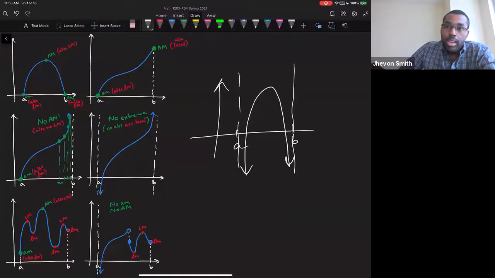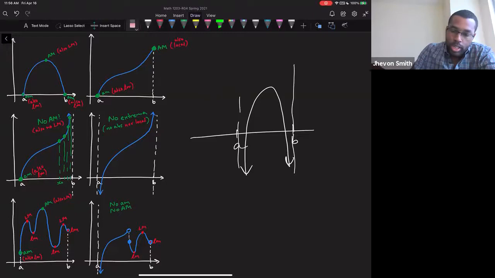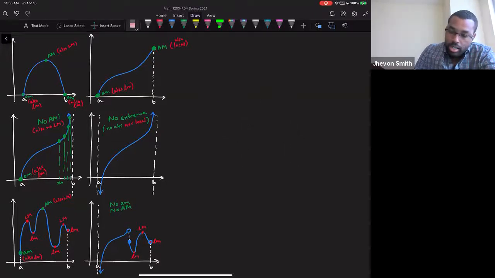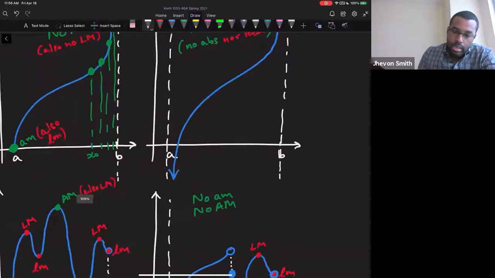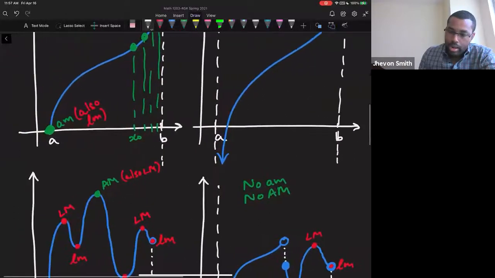But this theorem says you're guaranteed to have both of them in a specific situation. If you're continuous on the entire interval [a, b], you will have both. Every situation where we don't have both is because they weren't continuous. There was an asymptote or a hole or a gap or a jump or something was messing things up. In the event that we are continuous, that will not happen.